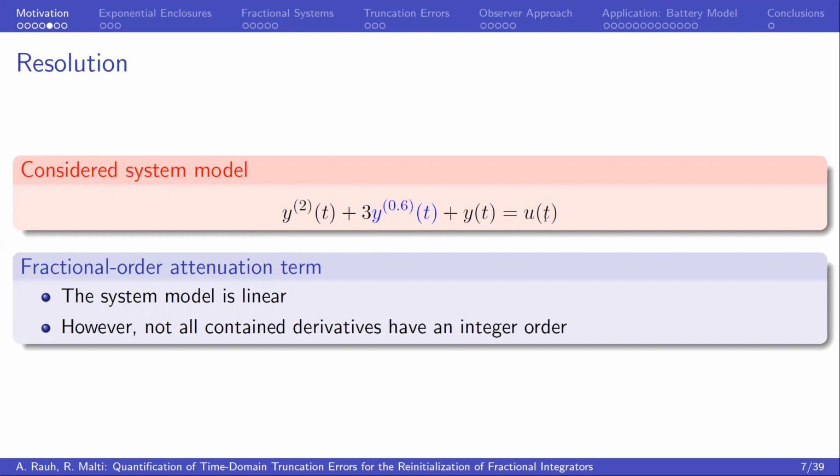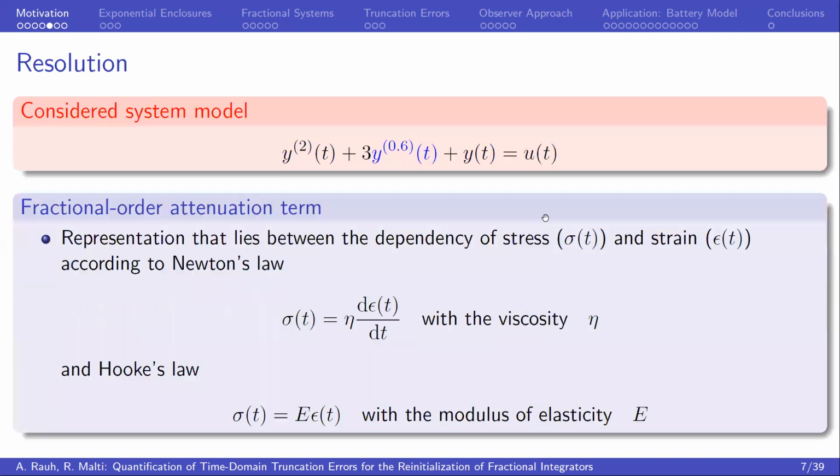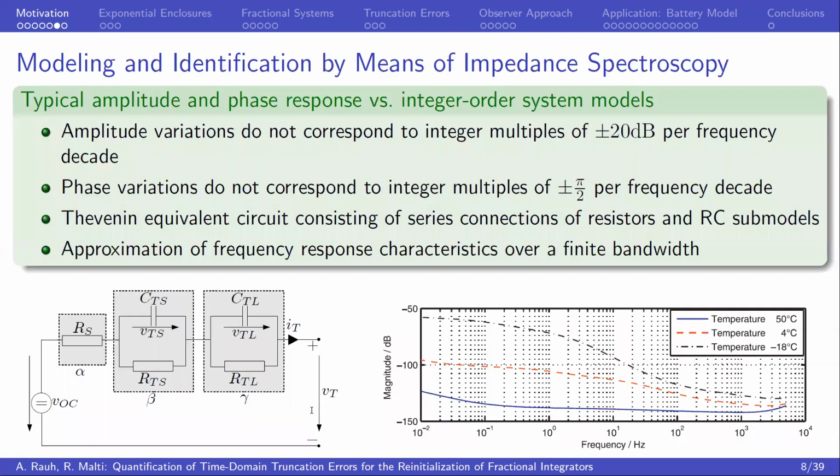Okay, what does this non-integer order derivative of order 0.6 mean? For example, in a mechanical system, this could be an effect that lies between Newton's law, which contains a first order time derivative of the strain, which is proportional to the displacement, and Hooke's law, which is a relation that describes proportionality between stress and strain, where E is the modulus of elasticity. Now, the fractional order system model is something that is describing physical phenomena in between Newton's and Hooke's law, for example, in a mechanical application.